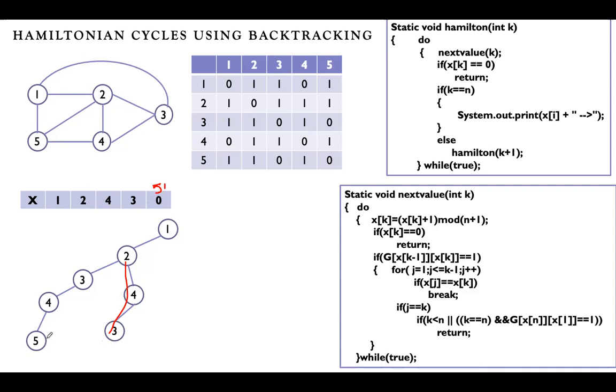See, backtracking. First we came in this path. Next we checked whether any possible combination from 4 to 3 is possible. Nothing is possible, so we went back to the second vertex. Now again 5 is not possible, so this location will become 0. That is, 4 to 3 is not possible.